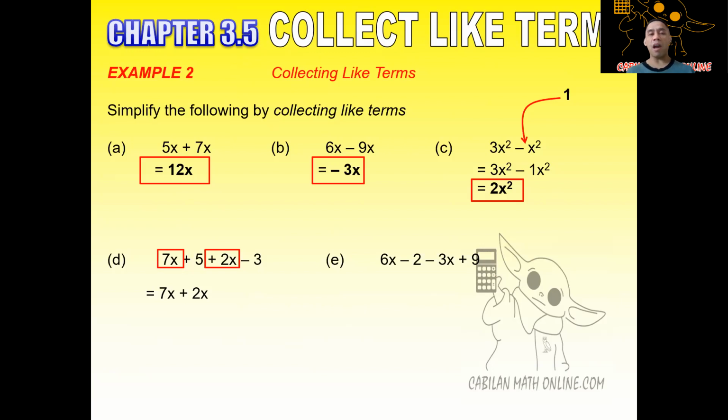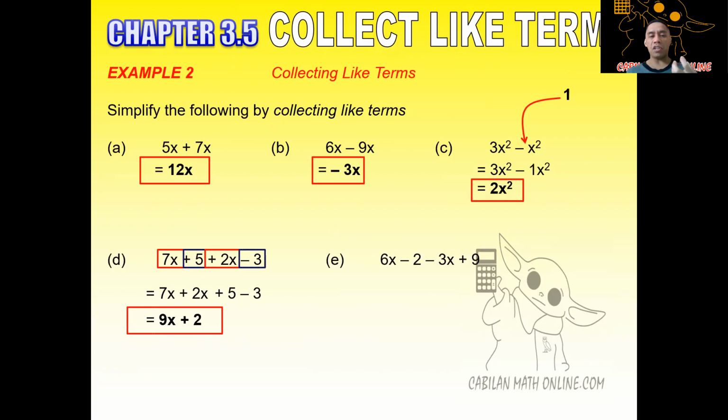And same thing with the 5 and the negative 3. So in the next line here, we're going to take this positive 5 and the negative 3, which then becomes plus 5 minus 3. So that's step number 1. And the last step here, we're going to group the like terms together. So for example, 7x plus 2x will give me 9x, and then 5 minus 3 is going to give me 2. Now, this is the final answer to this.